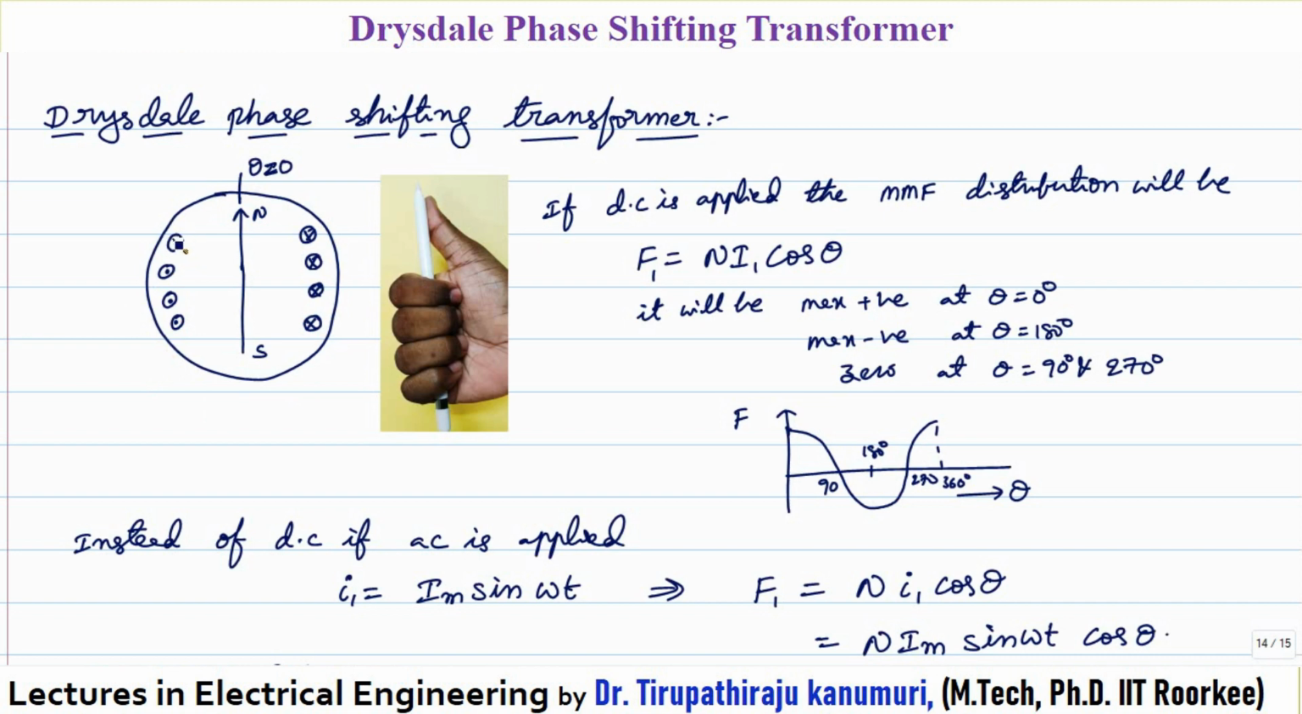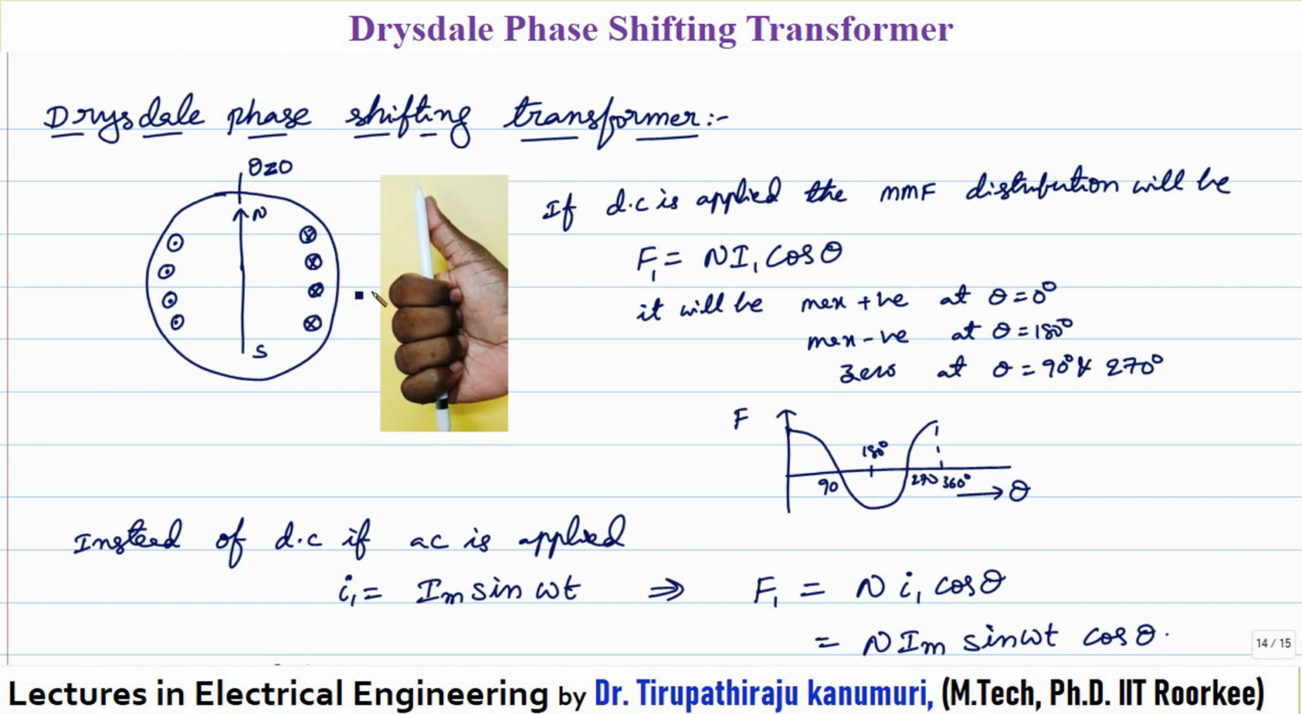Here it is a dot. Dot means the current is coming towards us, and on this side it is a cross. That means this winding is connected back to back like this in the circular form. So here it is a cross, and here the current is entering inside. In order to know the direction of the magnetic field that is produced because of this, you can get it from the right hand thumb rule.